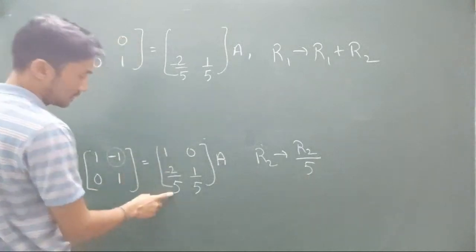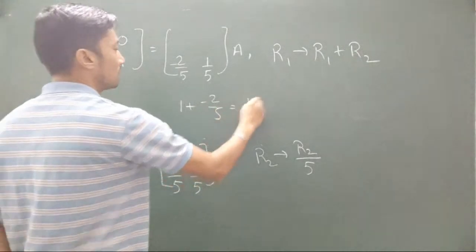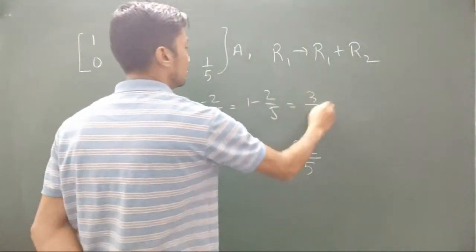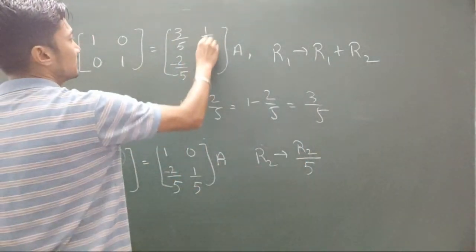So 1 plus minus 2 by 5. So that's like 1 minus 2 by 5. That's going to be 3 by 5. 0 plus 1 by 5. That's 1 by 5.